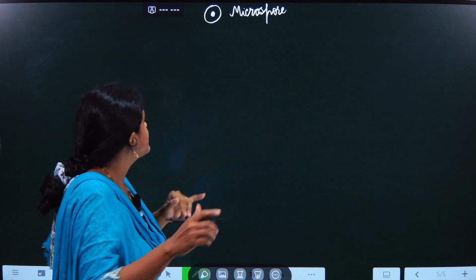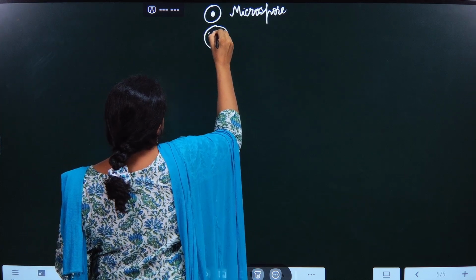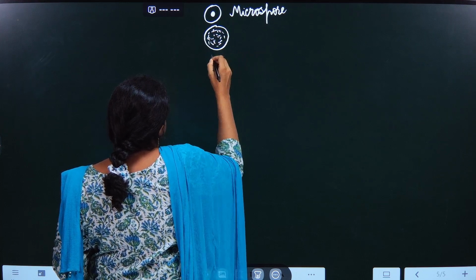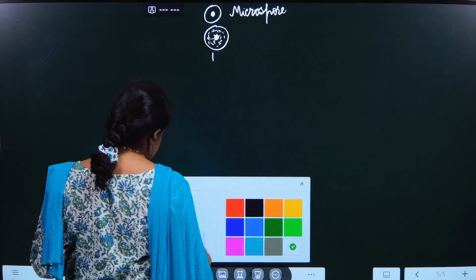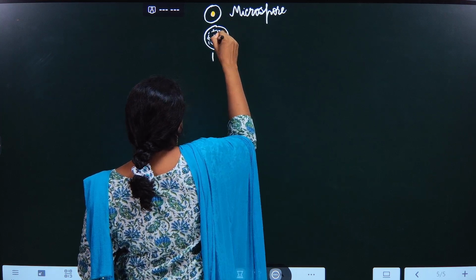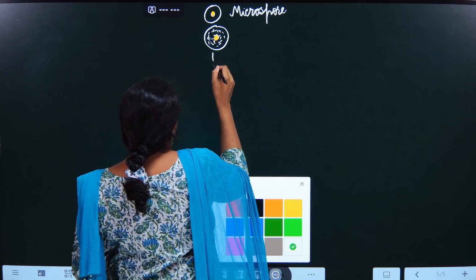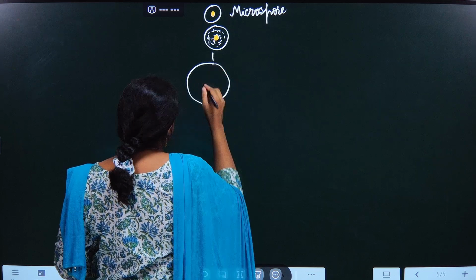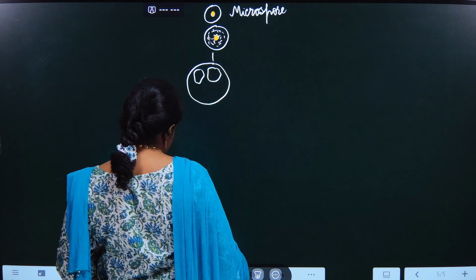So microspore will grow in size. It will be filled with a lot of reserve food material and a lot of cytoplasmic components. Of course, the nucleus is also there. I'll draw the nucleus in yellow color so that it is easier for us to understand. Next, what happens? Microspore will start developing vacuoles in it.